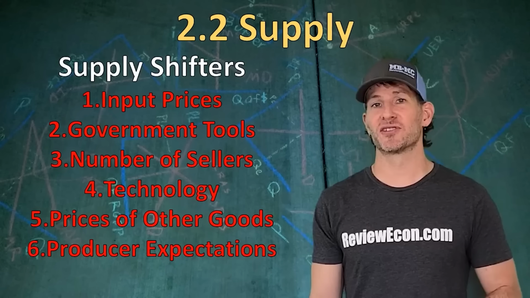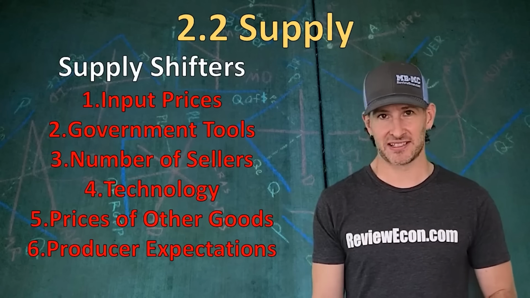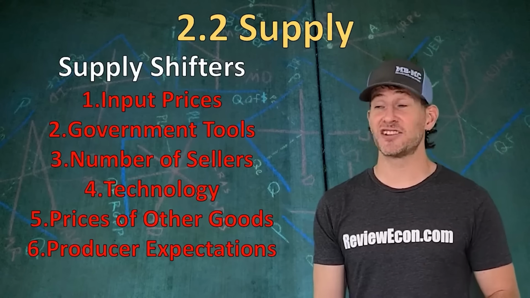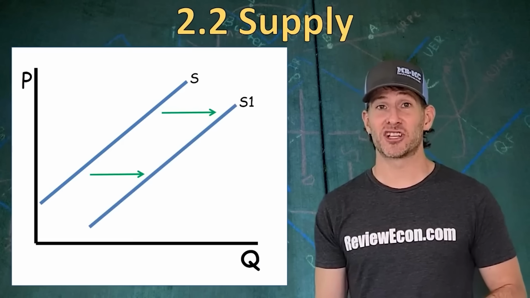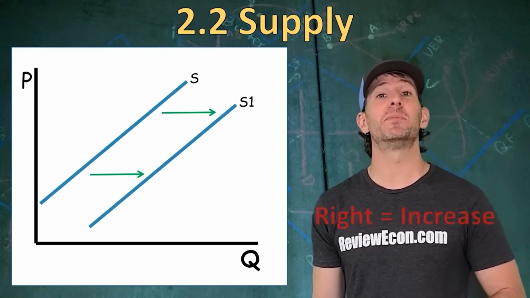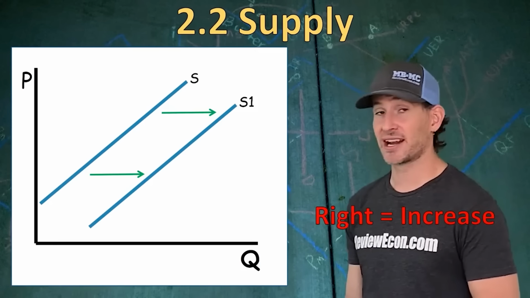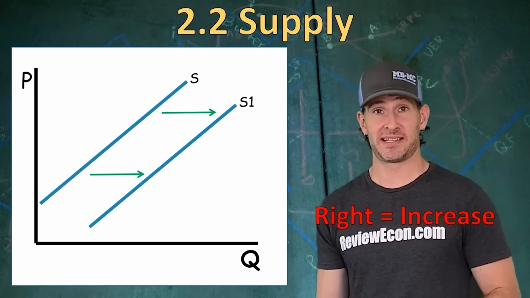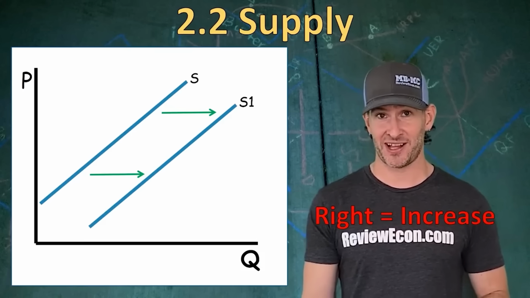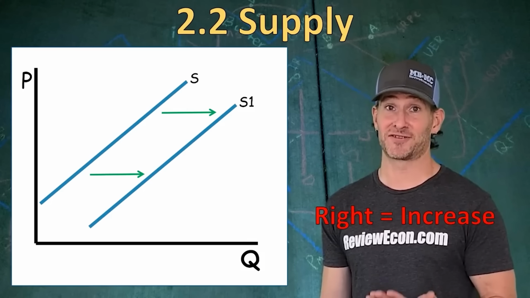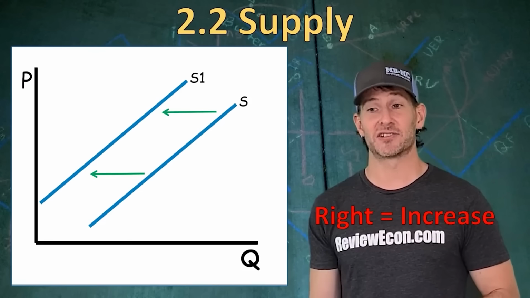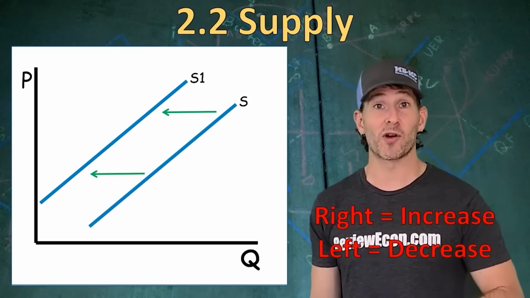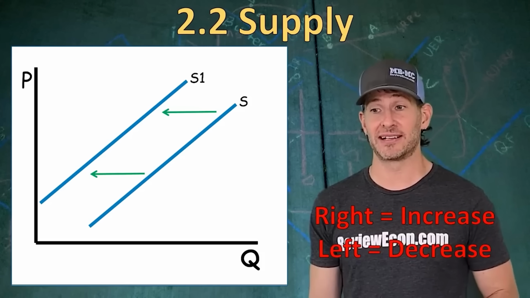Just like with consumers, the future impacts what businesses do today. If any of those things change, it actually causes a shift in the supply curve. Rightward shift, just like with demand, is going to be an increase. Make sure you understand the left and right instead of up and down, because a downward shift for supply is actually a rightward shift, and that's an increase. On the other side, a leftward shift is going to be a decrease. We're talking about lower quantities supplied at every price.